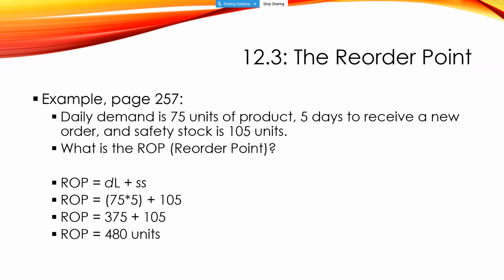So it'd be 75 units per day of demand times the 5 days of lead time. So we need to have at least 375 units inventory before we place an order. That's the bare bones. Otherwise, you're going to run out before your stock gets here. Plus our cushion, safety stock, 105 units. With that being the case, once our units get down to 480, we'll be placing an order.